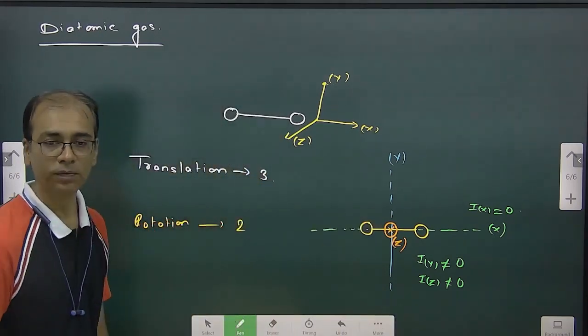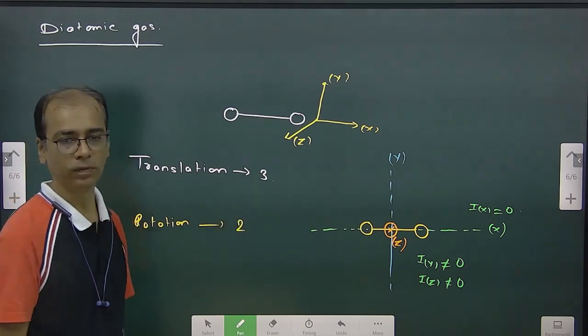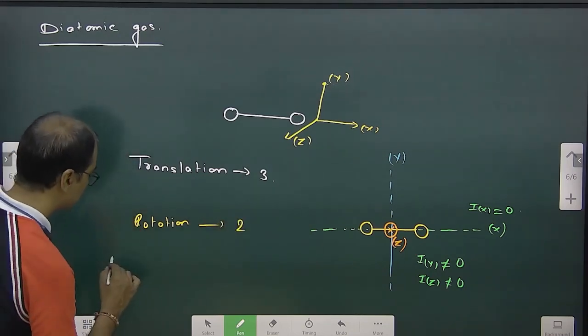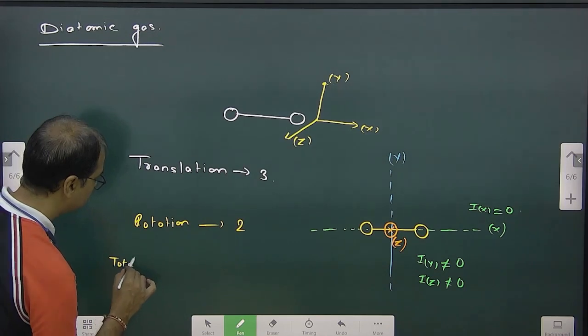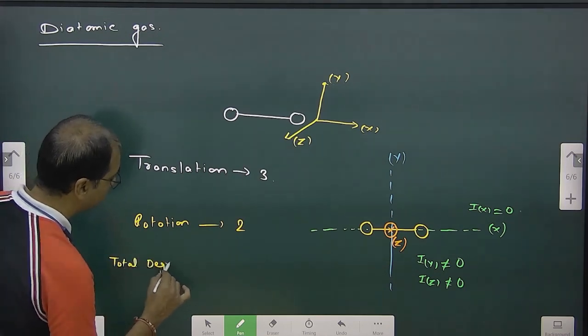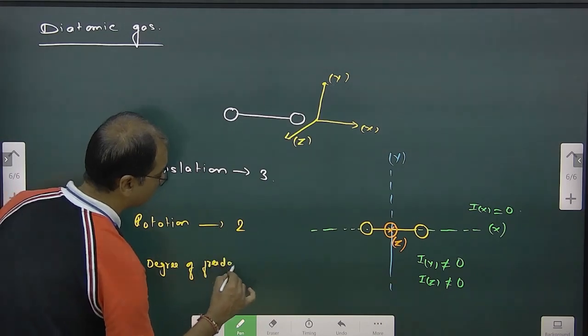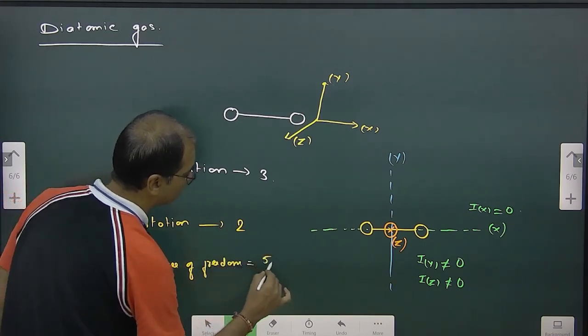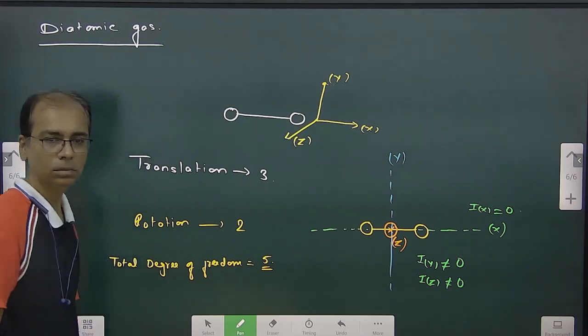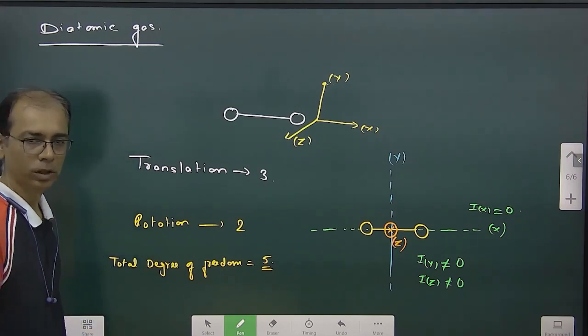So total degree of freedom 3 plus 2, 5. Okay. So total degree of freedom for diatomic gas: how much? 3 plus 2, that is 5. Clear? Note it.